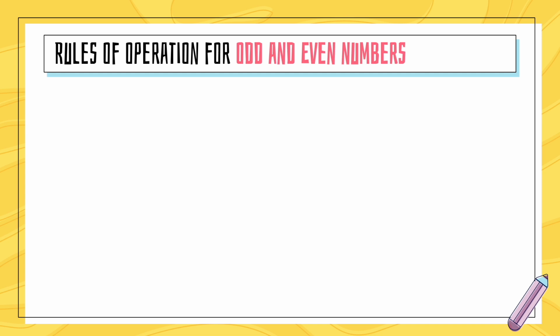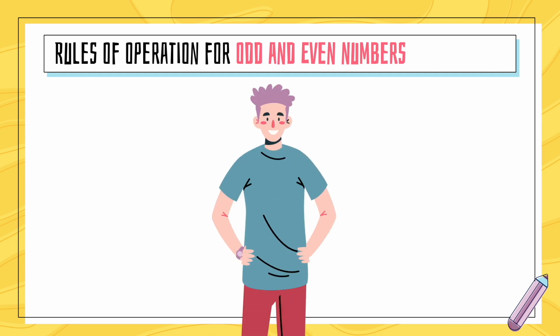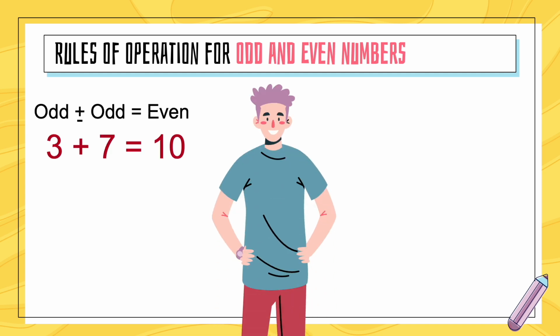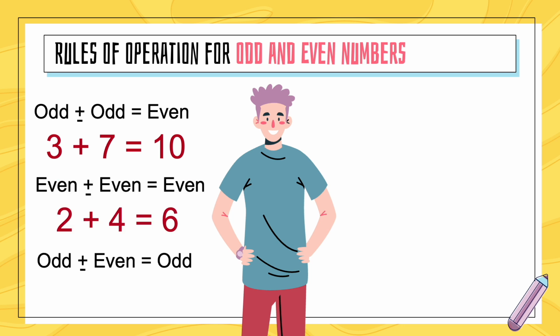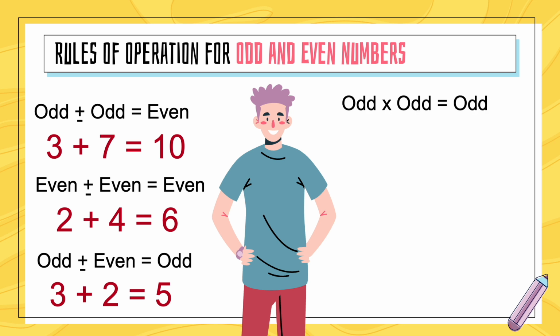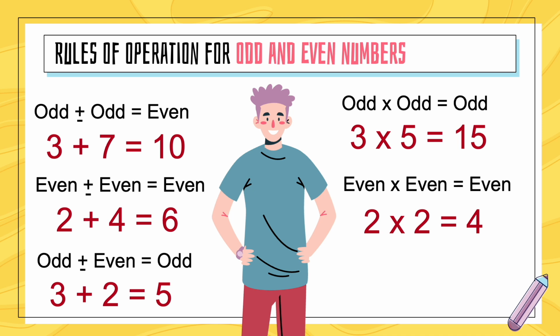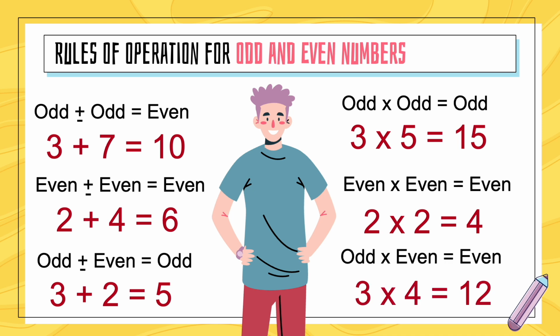Here are some rules for calculating odd and even numbers. Odd plus odd is even. Even plus even is even. Odd plus even is odd. So is subtraction. Odd times odd is odd. Even times even is even. Odd times even is even.